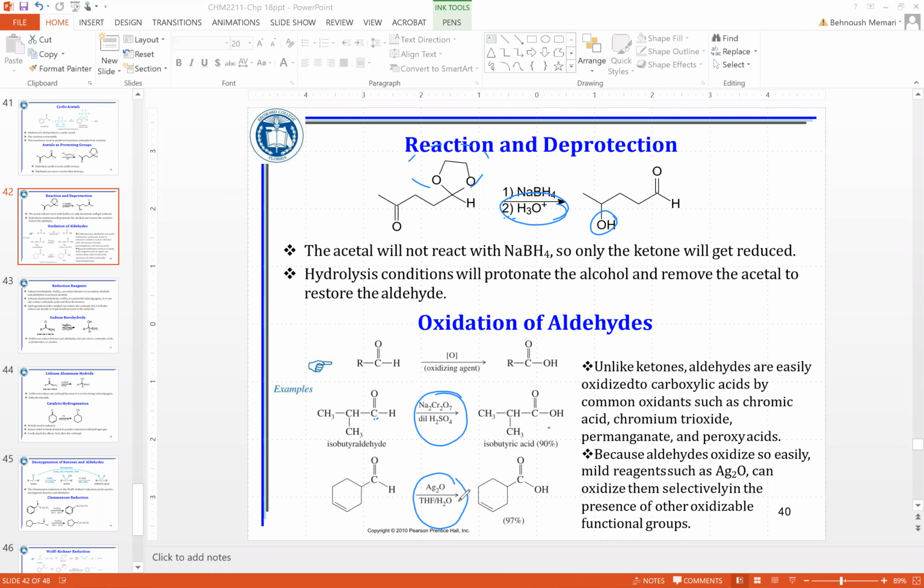Silver oxide also can be used to oxidize the aldehyde to carboxylic acid.